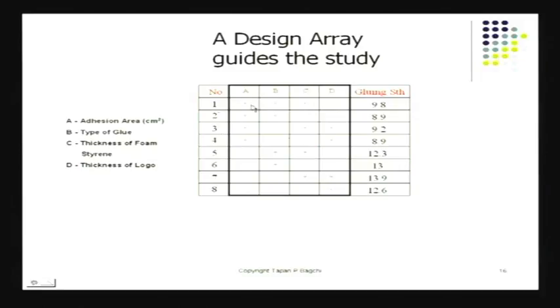This matrix has these factors: factor A, factor B, factor C, and factor D. And those are written up here. A represents addition area, B represents glue, C represents the thickness of the styrene foam that is there, and D represents the thickness of the logo. And that is what I've got allotted there. I've got column A assigned, then B assigned on the third column, and then I've got C assigned and D assigned.